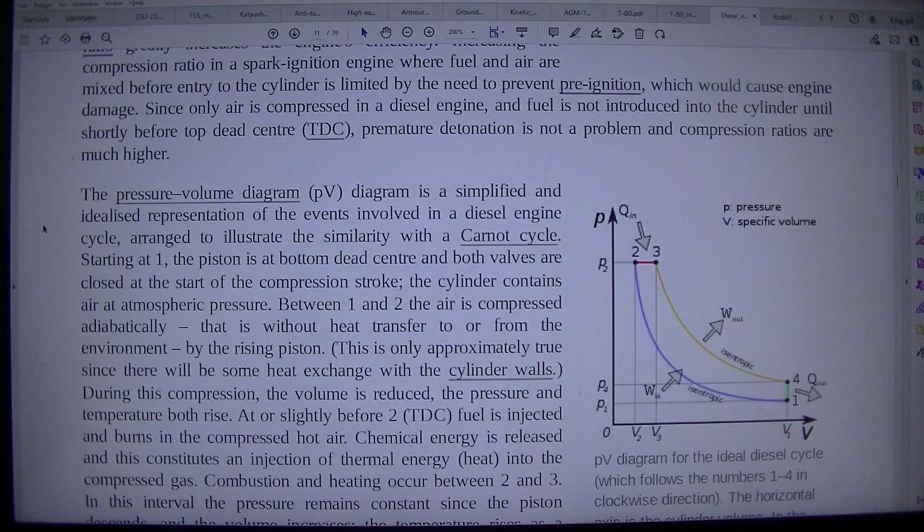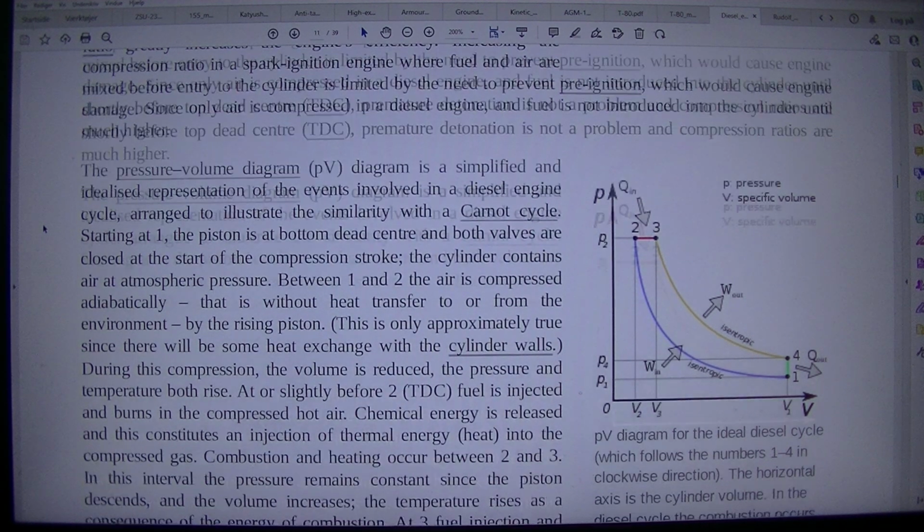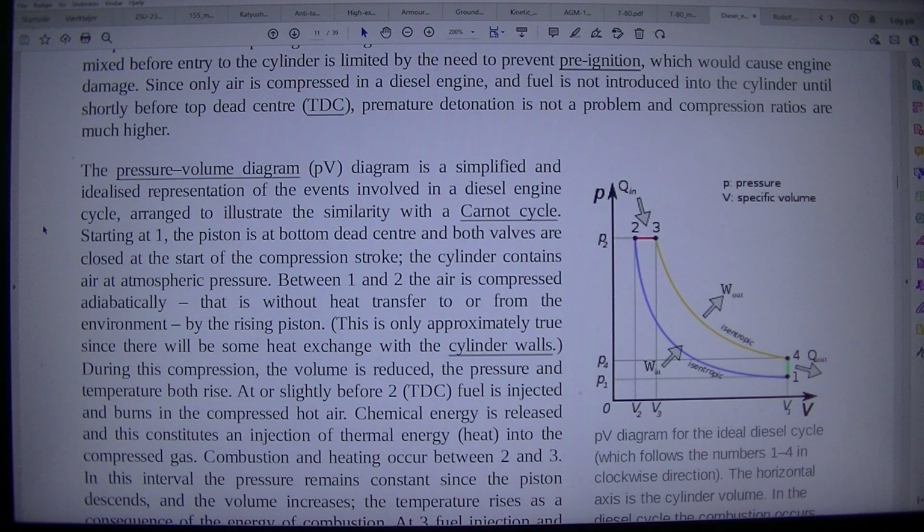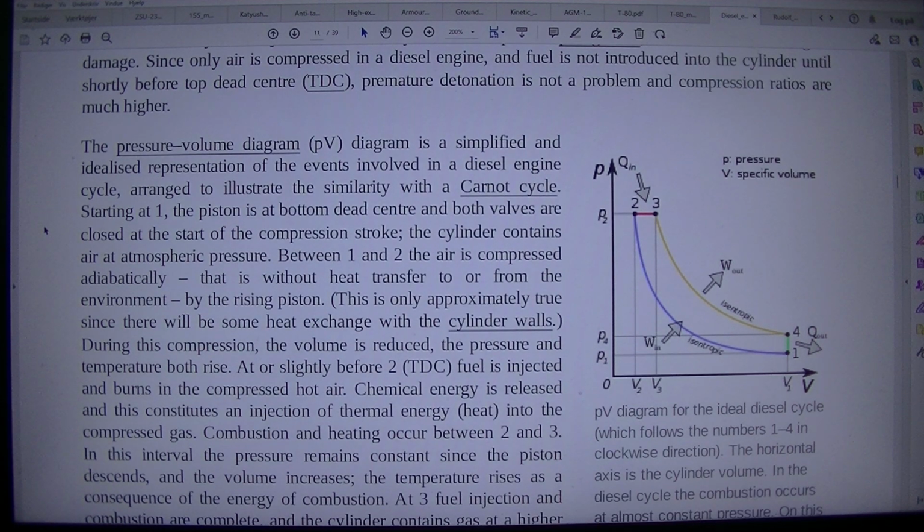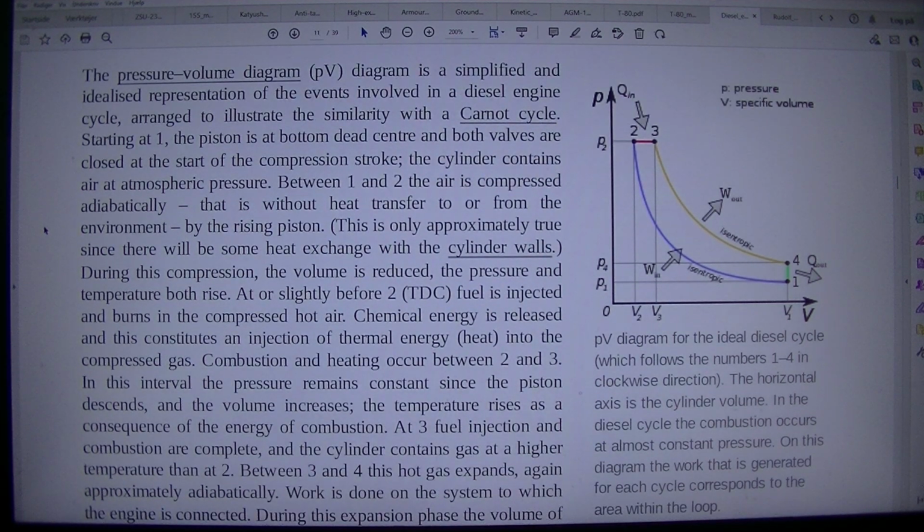Top dead center, TDC. Premature detonation is not a problem and compression ratios are much higher. PV diagram for the ideal diesel cycle, which follows the numbers 1-4 in clockwise direction.